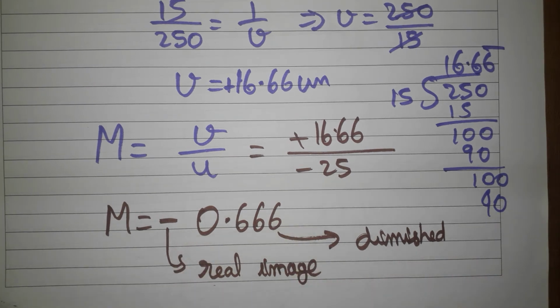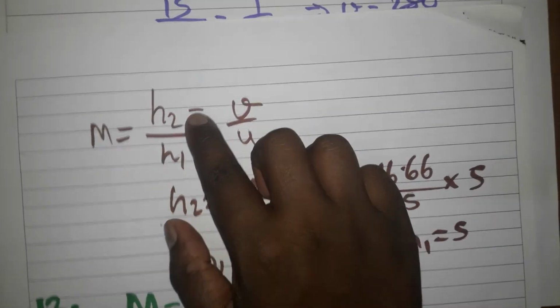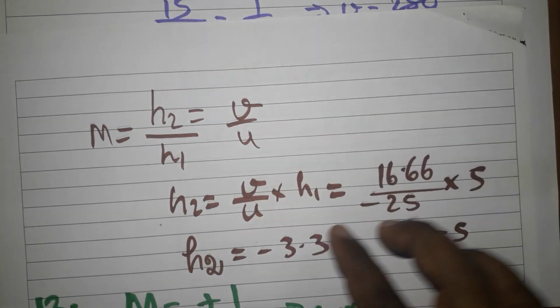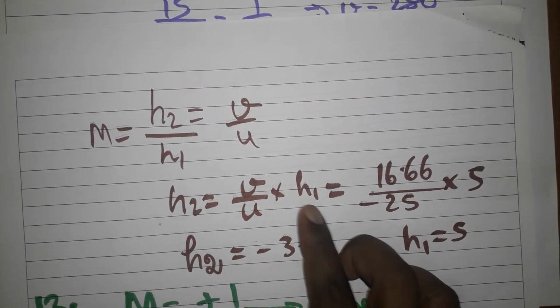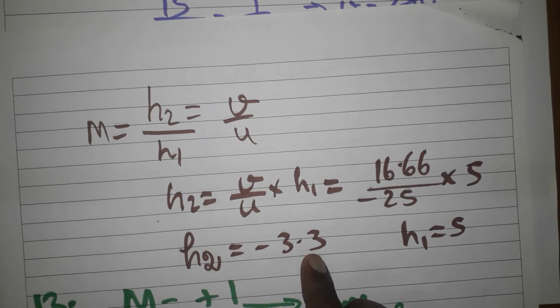The next thing we are going to do is the next question, magnification. The height of the image also we can find. h2 by h1 is equal to v divided by u. If you want h2, h1 you can bring to this side. V I know, u I know, h1 I know. If you substitute, h2 is going to be 3.3, negative. Why are we getting negative? Because it's an inverted image.